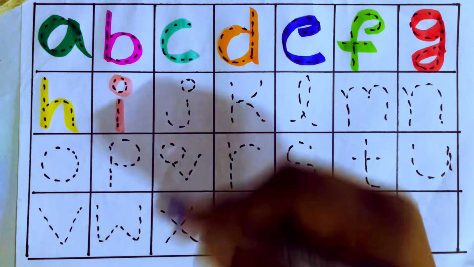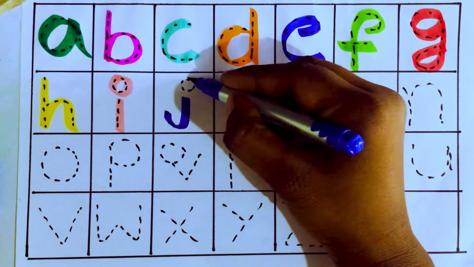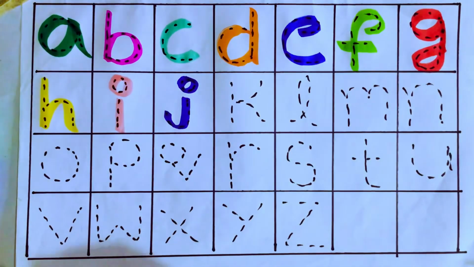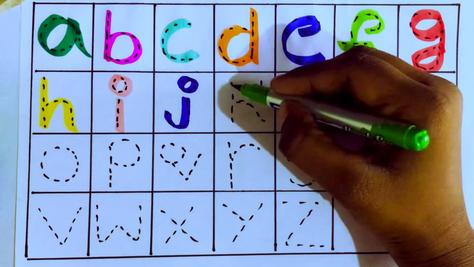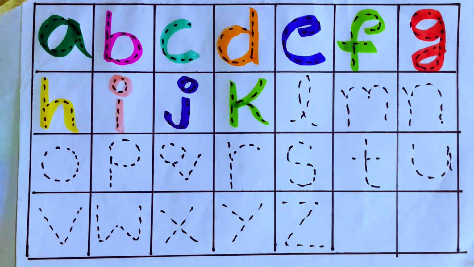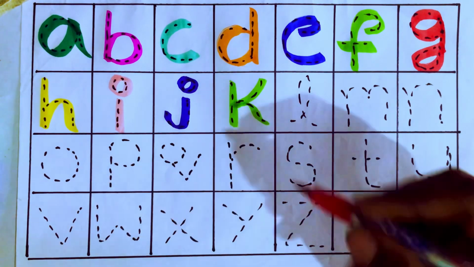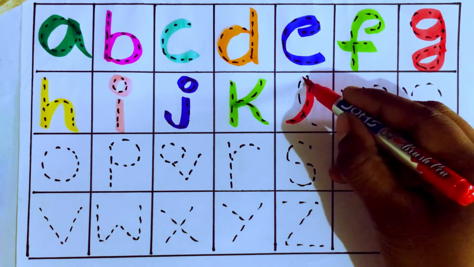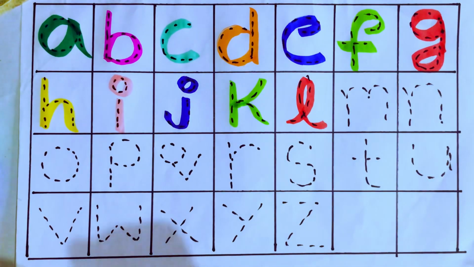Blue color, J. J for jar, J-A-R, jar. Light green color, K. Which letter, kids? K. K for kite. Red color, L. Which letter, kids? L. L for lion.